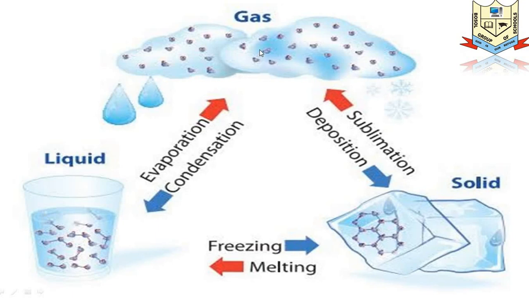I'll talk about gases back to solid. It has to undergo decomposition. That is when these gases are decomposed, they turn back to become solids. Now we'll come to liquid to gases. From liquid to gases, it has to undergo the process called evaporation.